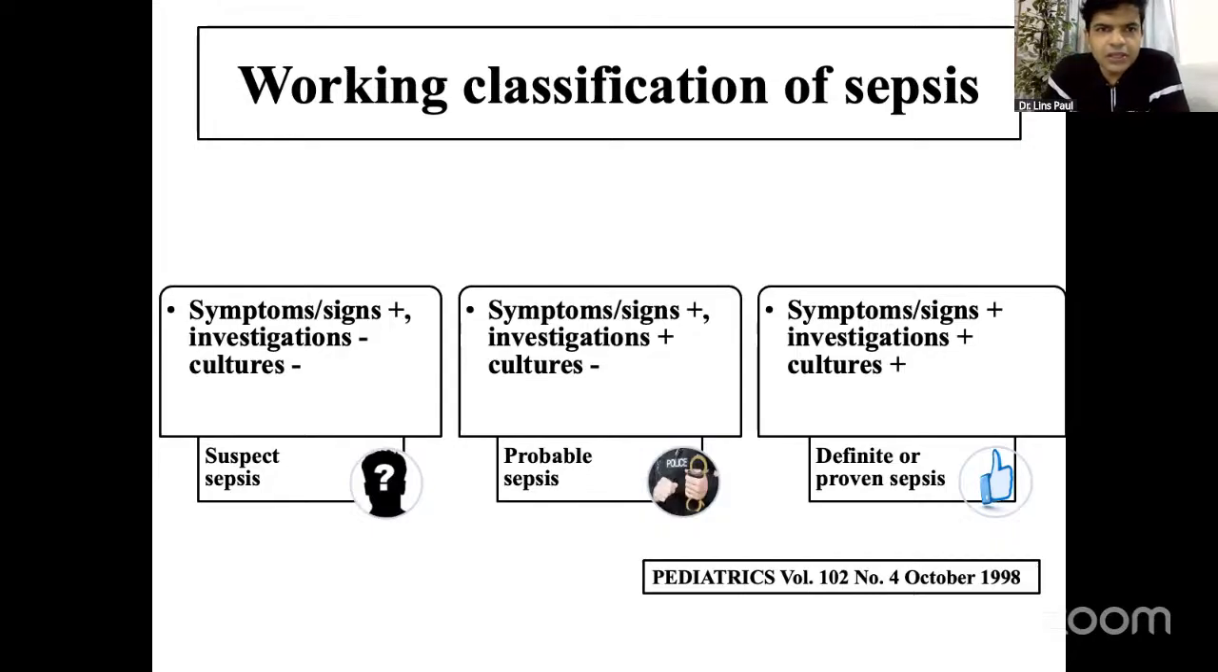For our clinical purpose, we classify sepsis into 3 groups. That is suspect sepsis, probable sepsis, and definite sepsis. Suspect sepsis is when you have the symptoms or signs of infection, but your investigations as well as cultures are negative. Probable sepsis is when you have signs and symptoms plus your investigations are positive, but your cultures from sterile sites are negative. And definite sepsis is when you have the culture positive along with the investigations and signs and symptoms. Mostly we might be dealing most of the time with the initial two, that is suspect sepsis and probable sepsis.